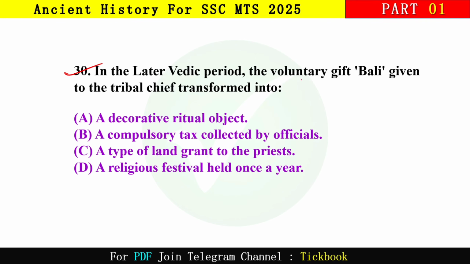30. In the later Vedic period, the voluntary gift Bali given to the tribal chief transformed into option number B, a compulsory tax collected by officials.